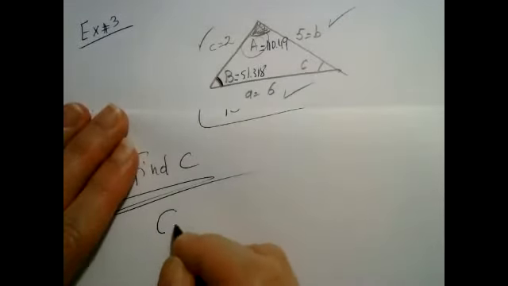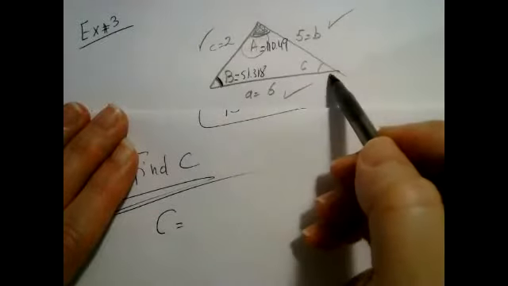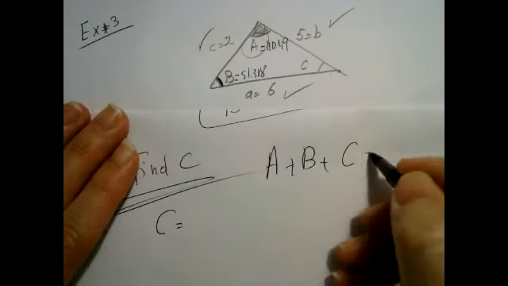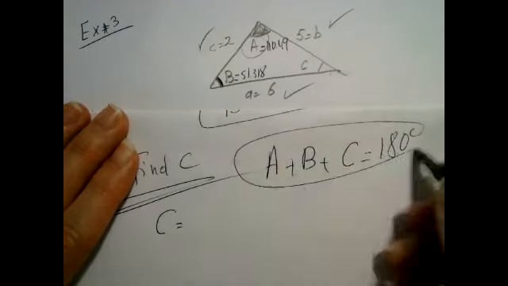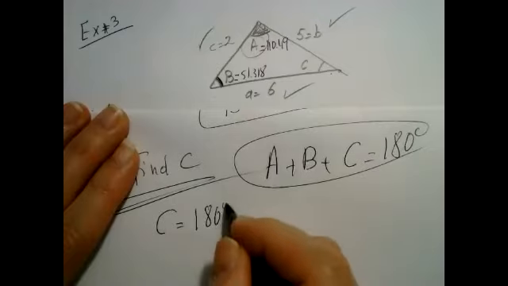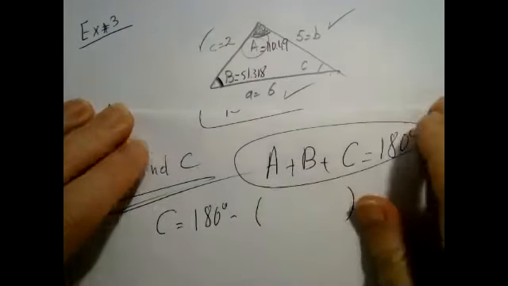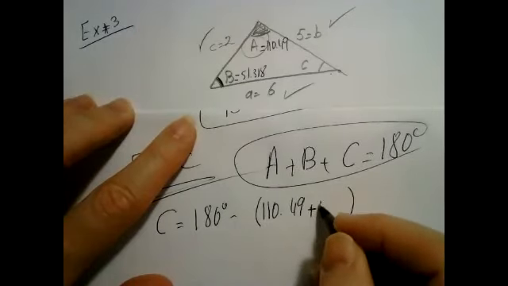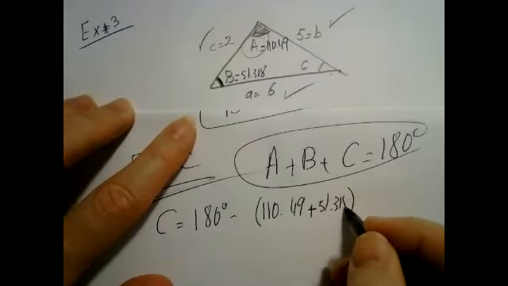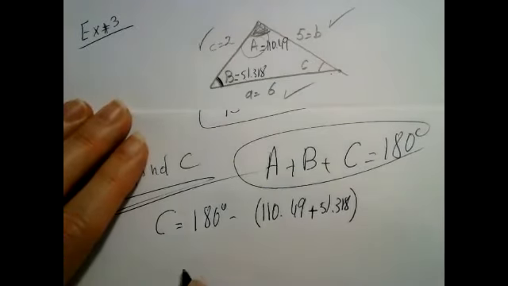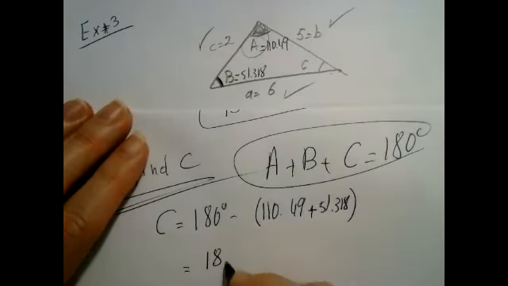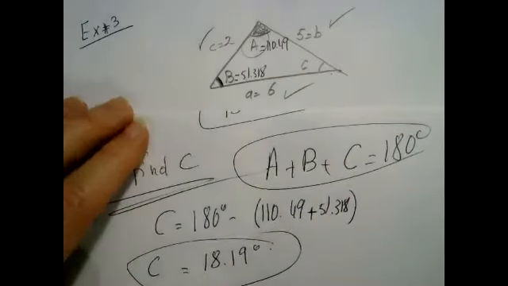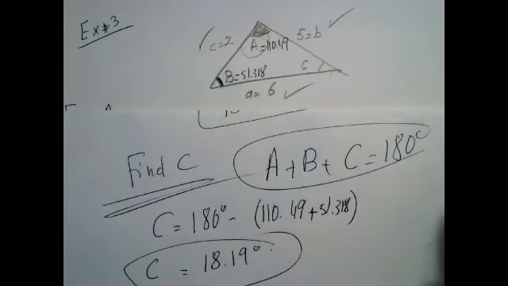All right. So to find the angle C, I know that the sum of the angles is 180. So it means A plus B plus C is equal to 180 degrees. So that's 180 minus the sum of the other two angles. And then, hopefully you guys are right, 18.19, that's my angle C in degrees. And that's what gives me my angles.